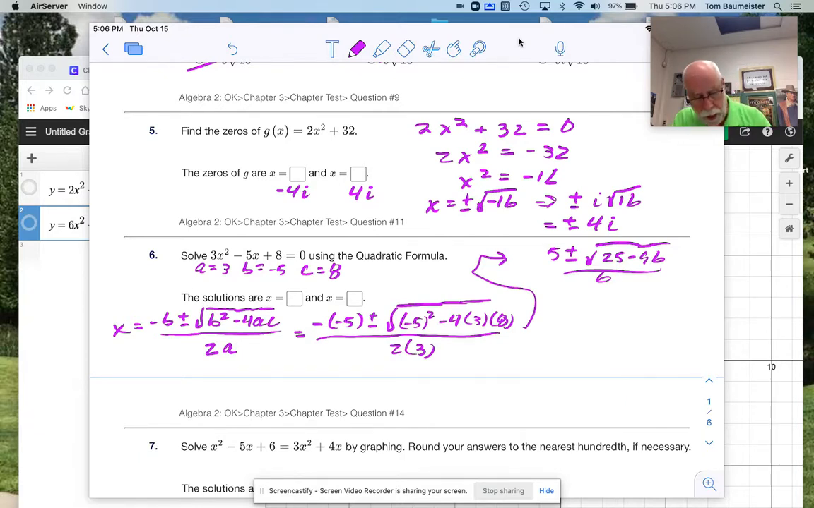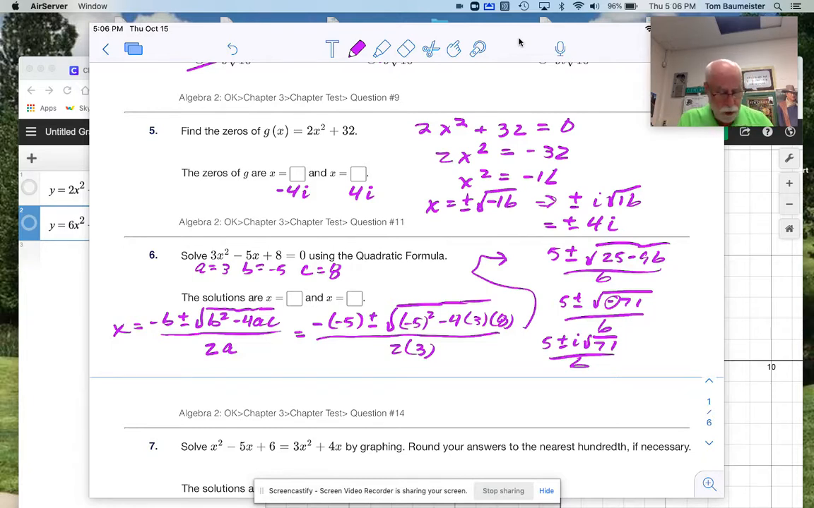So I'm going to have 5 plus or minus. Remember, you could have found the discriminant right away, but since I had 2 of them, you're going to either have 2 real solutions or 2 imaginary solutions. So 25 minus 96 gives me a negative 71. Uh-oh. That should tell you we're going to have 2 imaginary solutions. All right. And then we're going to write that. And remember, the negative's under the radical. So I'll have 5 plus or minus i root 71 over 6.